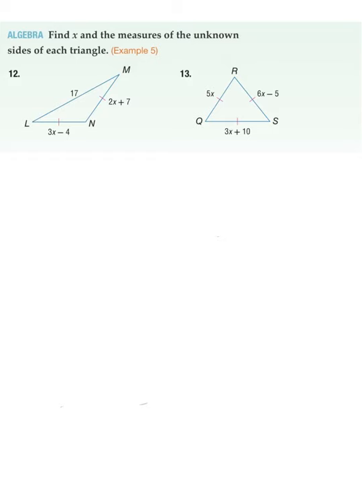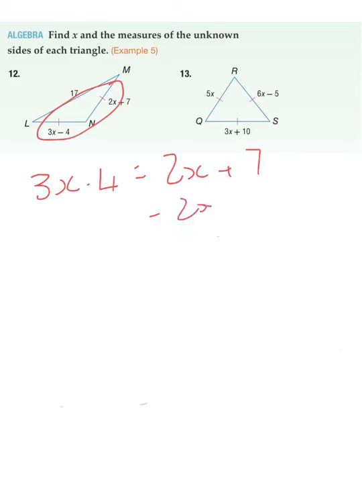Okay, so here is question number 12. Let's have a look at what we do know. For a start, we've got equals. So straight away, we can set up our equation. So 3x minus 4 must equal 2x plus 7. Subtract the 2x from both sides. So we've got x minus 4 equals 7. Add 4 to both sides, so x equals 11.